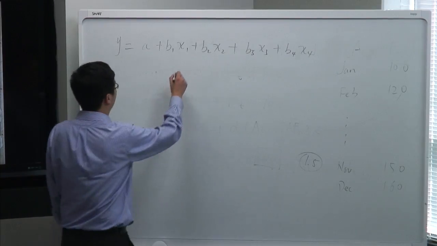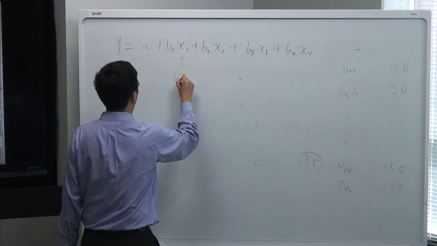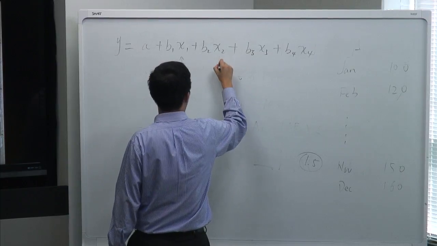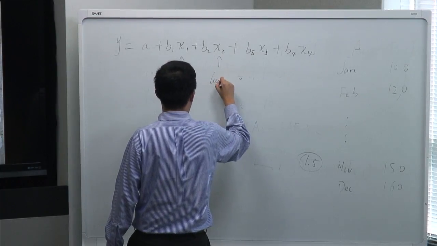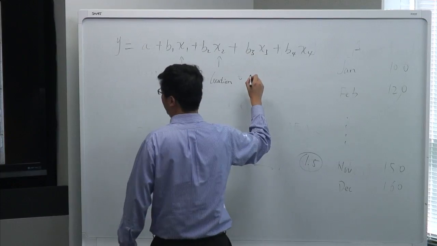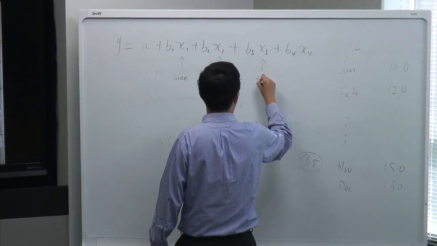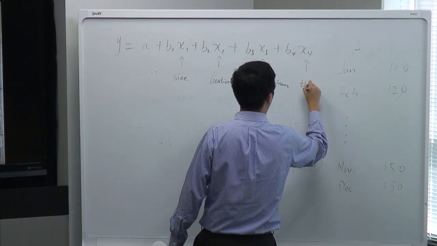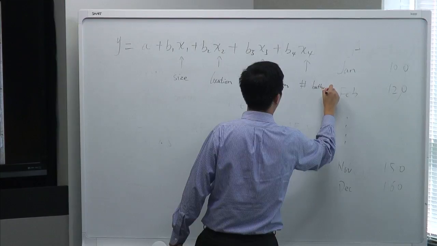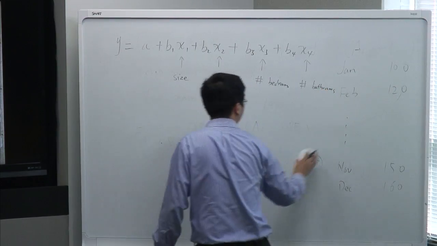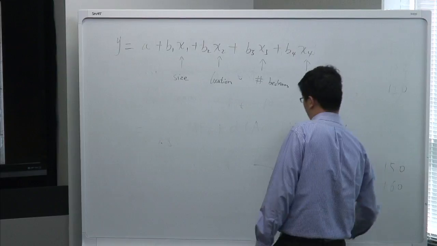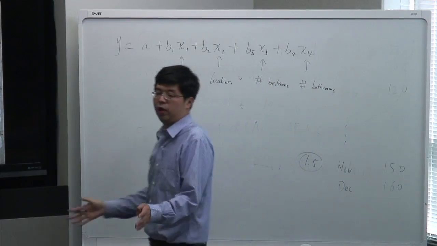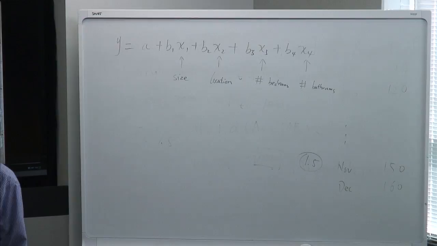For example, x1 can be the size, x2 is location. We'll talk about how to quantify the location. That's kind of the hard part. Number of bathrooms. Okay, so that is right. Then you can add some factors we mentioned, right? Like community, the material, the year the house was built. You just put them in the model.